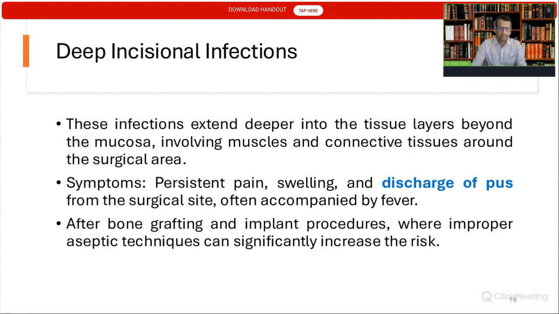Second is deep incisional infections. These infections extend deeper into the layers of tissue beyond the mucosa. The key symptoms are discharge of pus, which is the main clinical feature, along with persistent pain, swelling, and discharge. After bone grafting and implant procedures, especially after placing abutments, you can see these kinds of incisional infections.